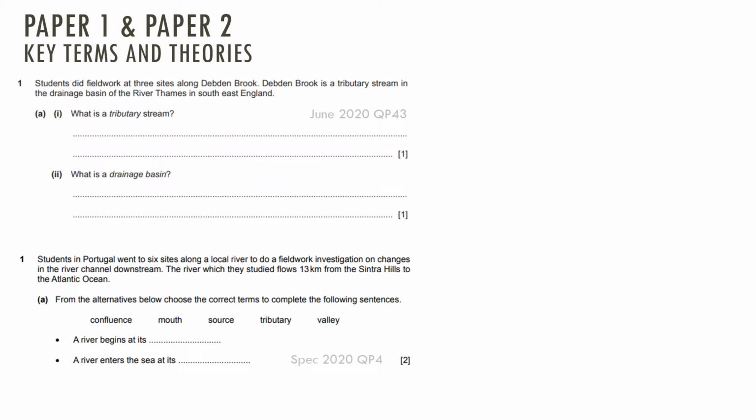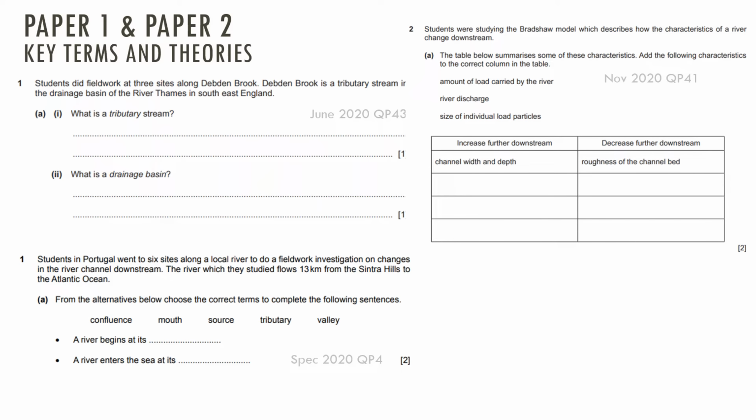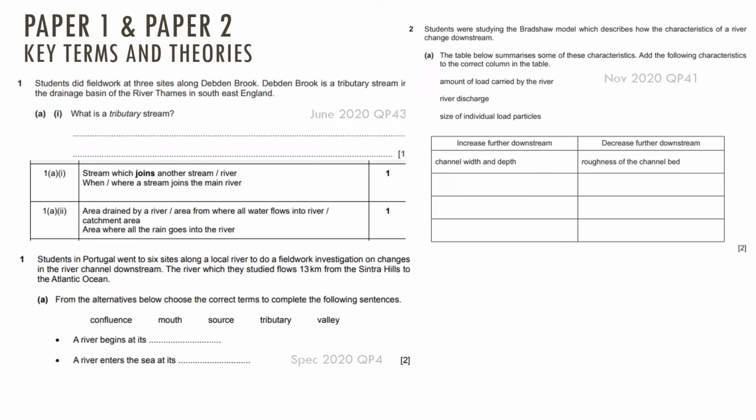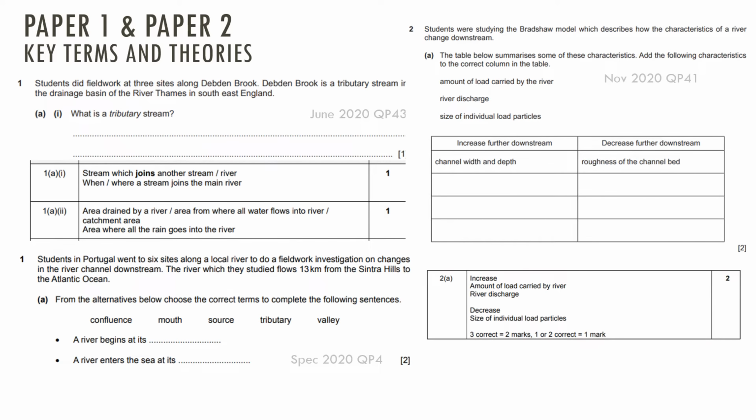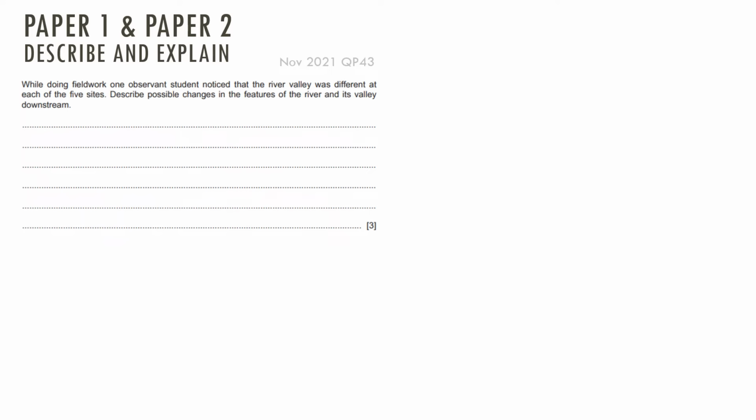And so these are the types of questions that you could be asked that require you to have knowledge of the key terms and theories associated with river investigations. So for example here, simple definitions. And then again, linking key terms of this particular part, a river begins at its source. Here, looking at how the various characteristics should increase or decrease with distance downstream. And so again, here you can see I put the mark schemes in to show the various bits and bobs that you should include.